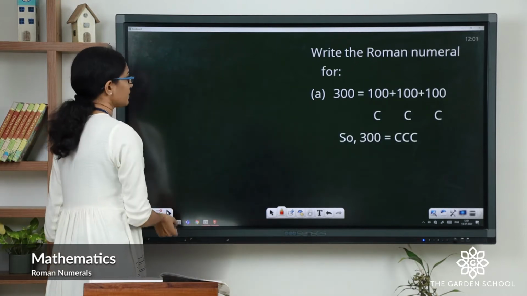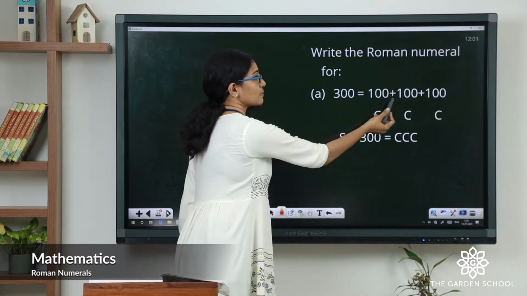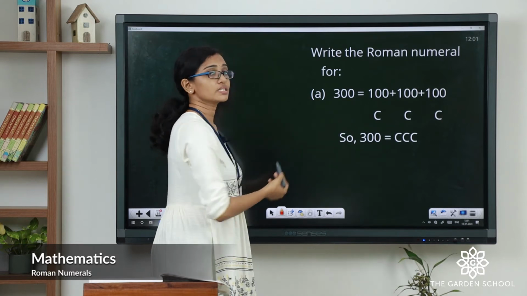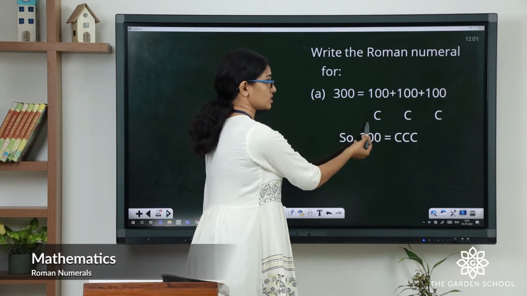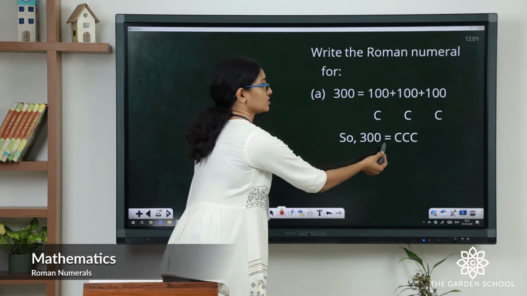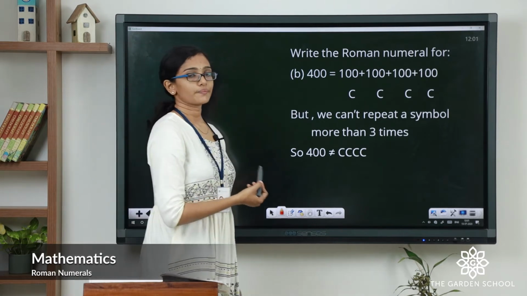Let's see the first one. 300, we can split it into 100 plus 100 plus 100. We have a Roman numeral that represents 100. That is C. So C, C, C. So 300 is represented as CCC. Okay? Now, the next one.